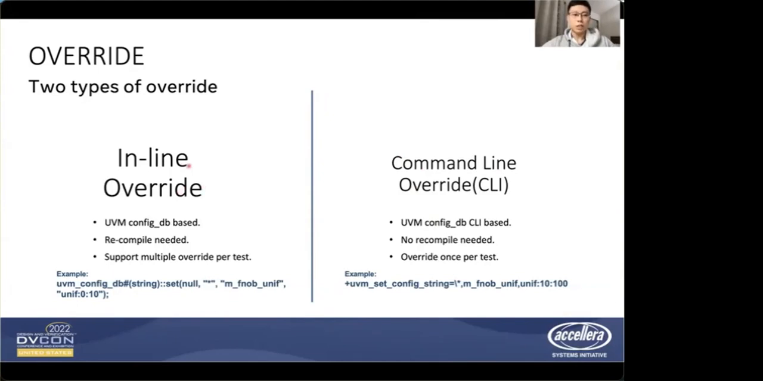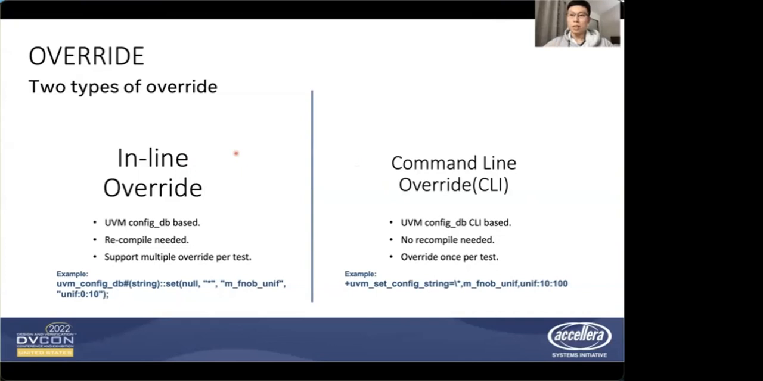Another difference is that with inline override, you can define it anywhere in your testbench, in the run phase, anytime you want. Basically, it supports multiple overrides per test. While a command line override can only be specified once, the last one wins if you specify multiple, and it is only applied once per test at the very beginning of the run phase. So if you want one variable in one test to behave as a different type of random at different stages of the same test, then inline override is your pick for that, and command line override cannot do it.